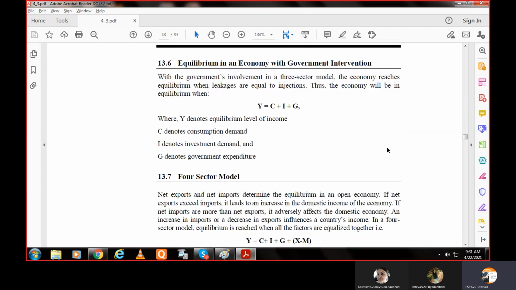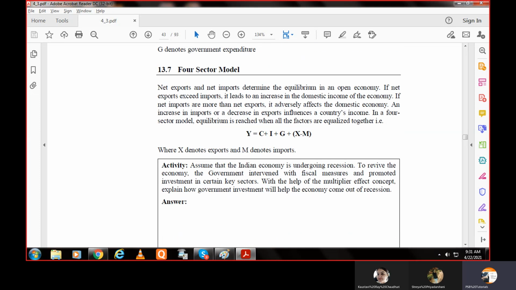Now, equilibrium in an economy with government intervention. As we discussed, economic equilibrium can be achieved with government intervention when you have consumption plus investment plus government expenditure. Now the four sector economy. In the four sector economy, the economy is an open economy, that means exports and imports are integrated. Here the national income is equal to C plus I plus G plus X minus M. Simply consumption plus investment plus government expenditure, and also exports and imports. See, exports and imports will either positively or negatively impact the economy.